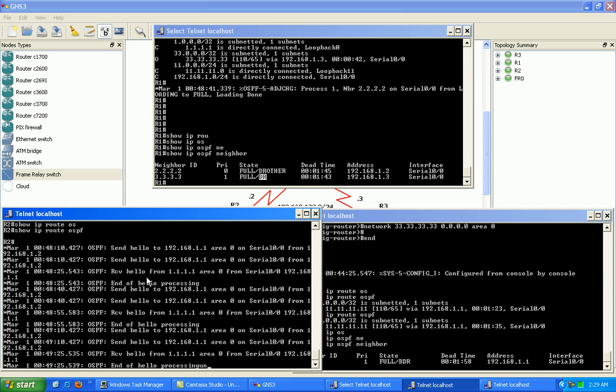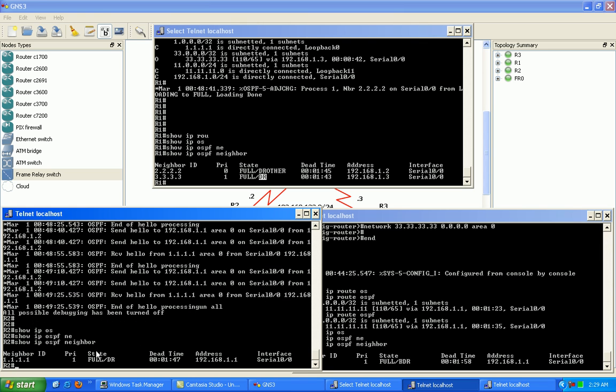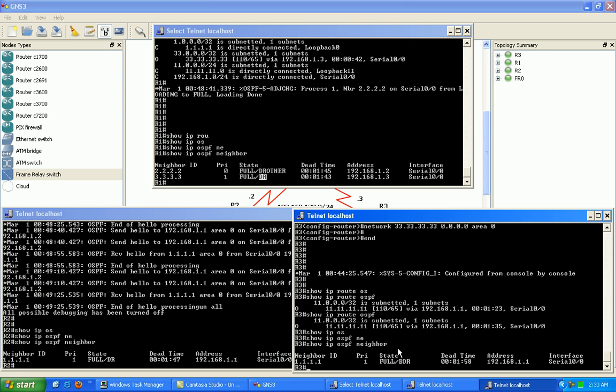Again, on router 2, if we do a show IP OSPF neighbor, it is getting a false indication here. It's showing router 1 as the designated router, when indeed it's not the designated router. Router 3 sees router 1 as the backup designated router. So as you can see here, updates aren't propagating correctly through this OSPF network.